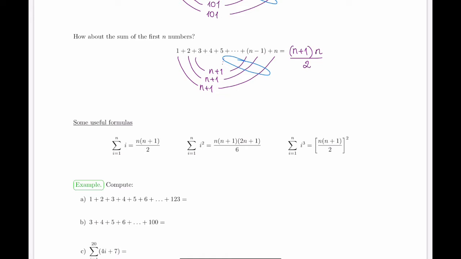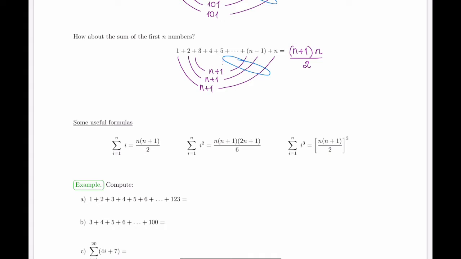I'm not going to show you the actual derivations. We will prove them later using induction. But for example, if instead of numbers, I'm going to add squares, so instead of 1, 2, 3, 4, 5, I'm going to add 1 squared plus 2 squared plus 3 squared and so on, all the way up to n squared, then the formula for their summation is going to look like this. And then finally, if I'm adding cubes, so 1 cubed plus 2 cubed plus 3 cubed and so on, all the way to n cubed, then the corresponding formula will look like this.